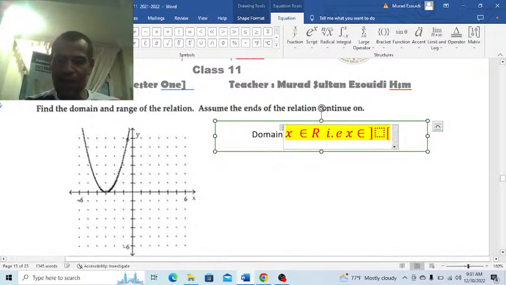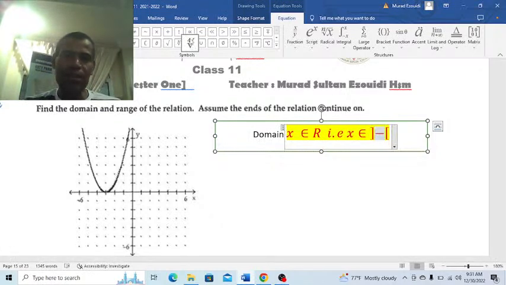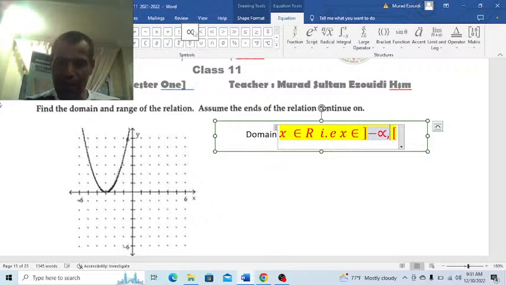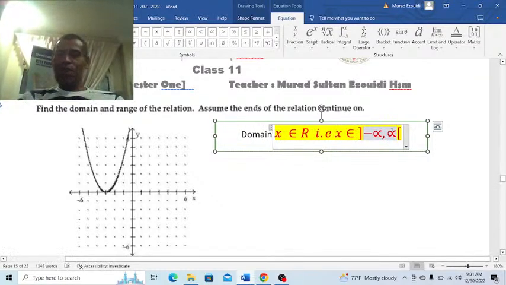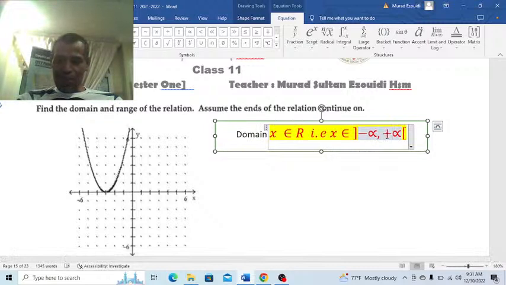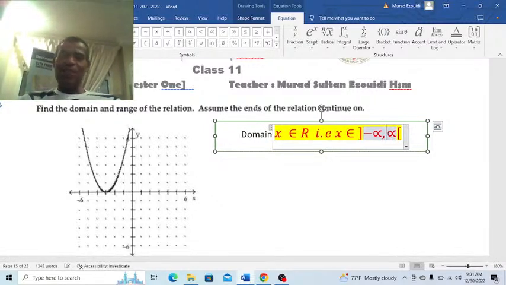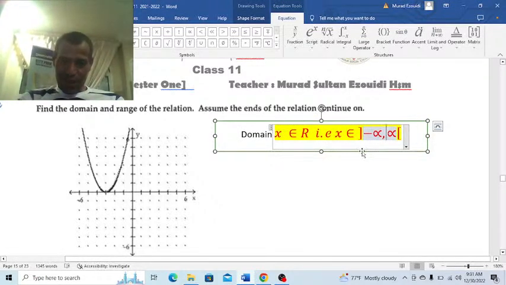Okay, we told minus infinity, then infinity. Let's see the meaning of real numbers. The set of real numbers means there are negative numbers and positive numbers. You can write here positive infinity. This is the domain.